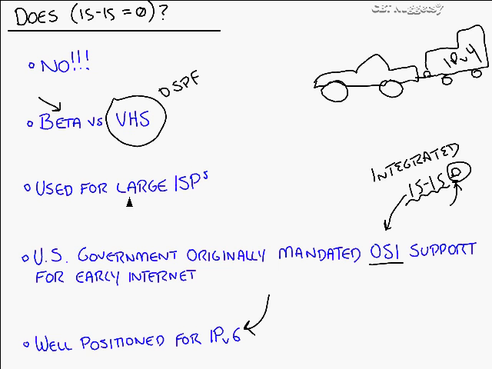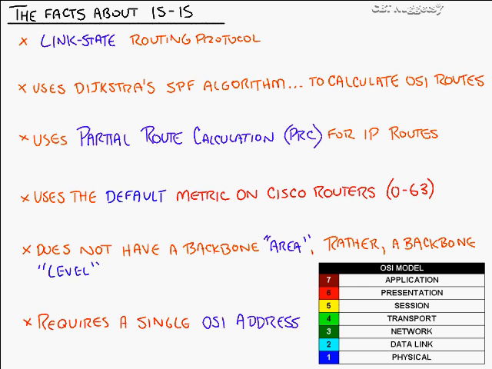A lot of these large ISPs are still running it because it still works well, and they have no real reason to change their complete infrastructure since they can run TCP/IP on top of ISIS. Let's dive deeper into ISIS, and here are the facts that you'll need to know regarding ISIS. This is one of the only other link state routing protocols that are out there in the market besides OSPF. And it does use Dijkstra's SPF algorithm to calculate the routing table.